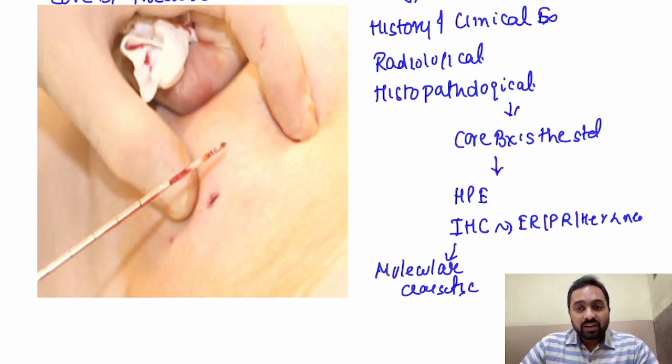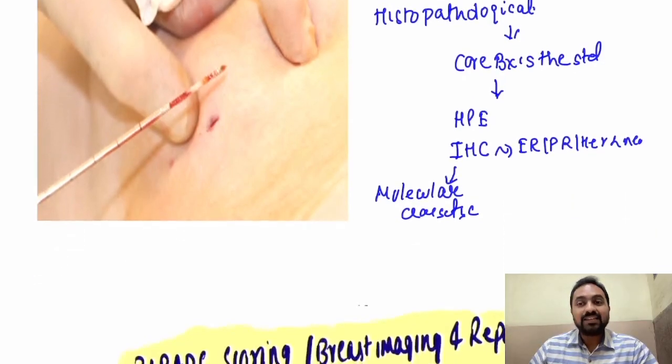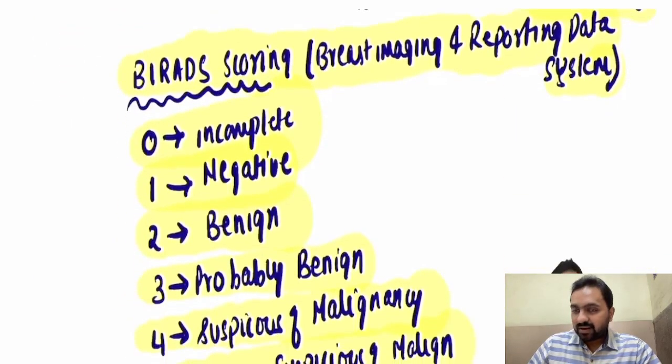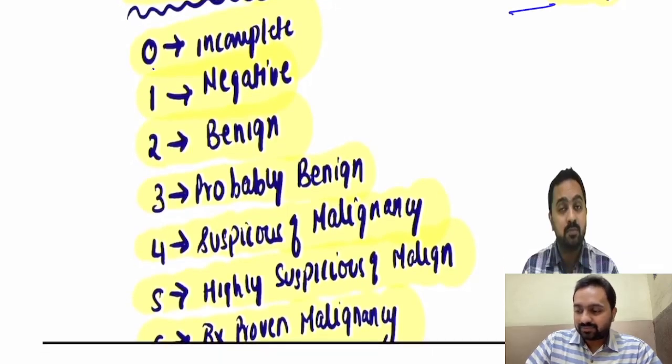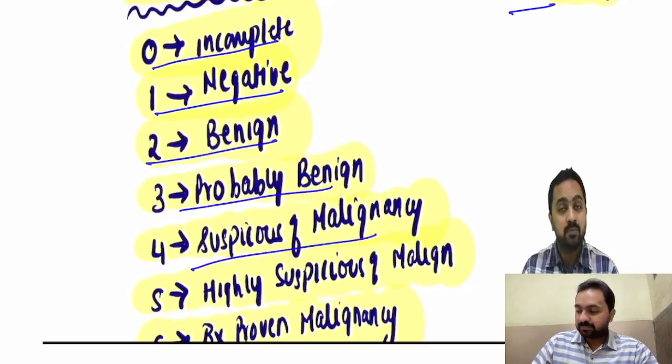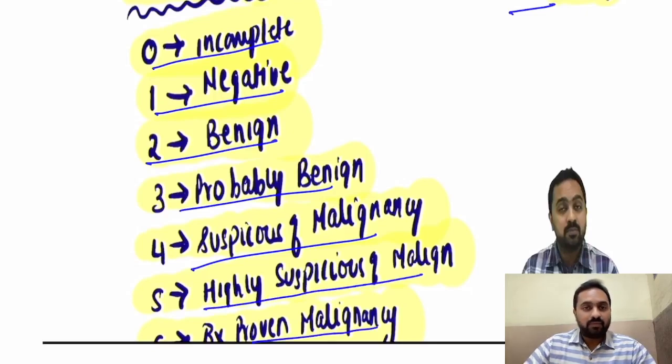So in the radiological examination, there is another standard of reporting which is known as the BI-RADS scoring. BI-RADS is the Breast Imaging Reporting and Data System. It is a score from 0 to 6, where 0 stands for incomplete, 1 for negative, 2 for benign, 3 for probably benign, 4 for suspicious of malignancy, 5 for highly suspicious of malignancy, and 6 for biopsy-proven malignancy.